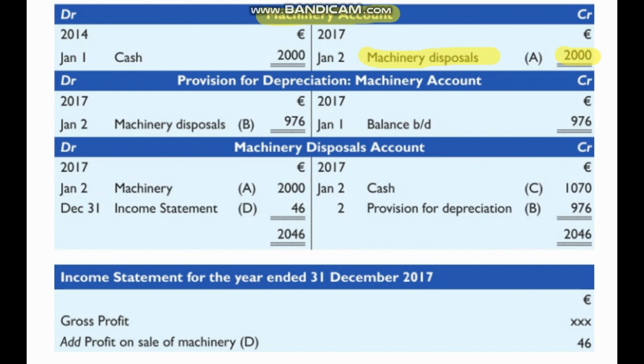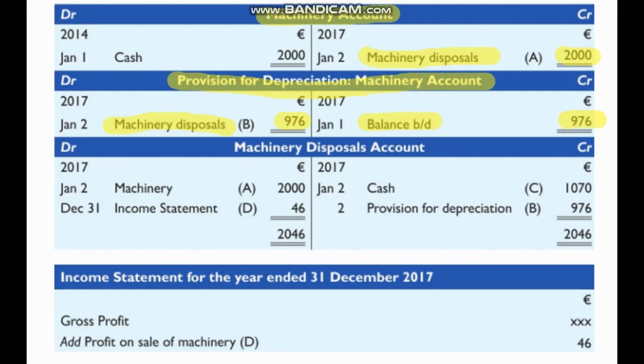Now we'll have to remove the accumulated depreciation of the asset from our provision for depreciation account as well, and this is how you're going to do it. First of all, in 2017, as you can see, you had a balance brought down of 976 euros, which is basically your total accumulated depreciation on that particular non-current asset. In order to remove it, you would have to post it on the opposite side of the account, which is the debit side. So remember, when you're recording depreciation, it's on the credit side of the depreciation account, and when you are disposing of an asset, you need to get rid of this depreciation, so you post it on the opposite side, the debit side of the account. This is how you record 976 euros and get rid of the depreciation.